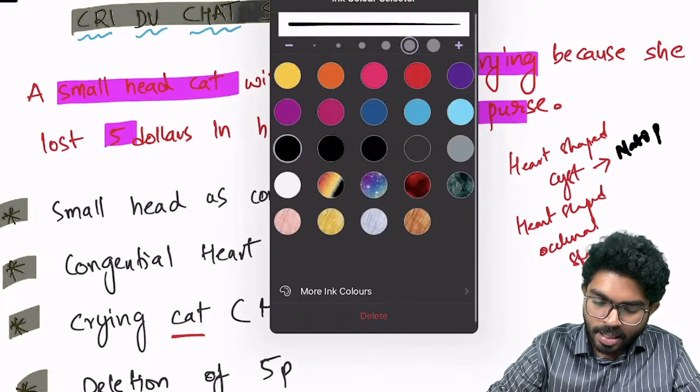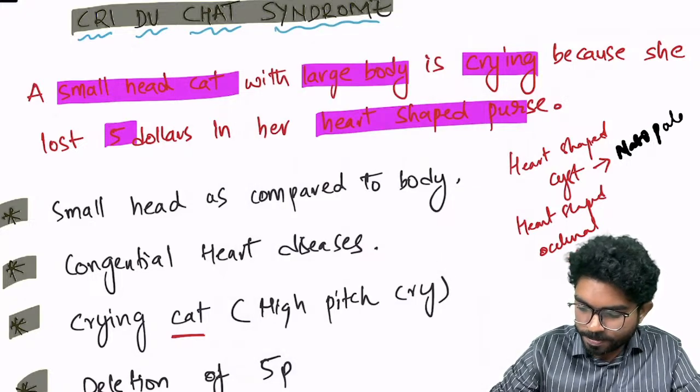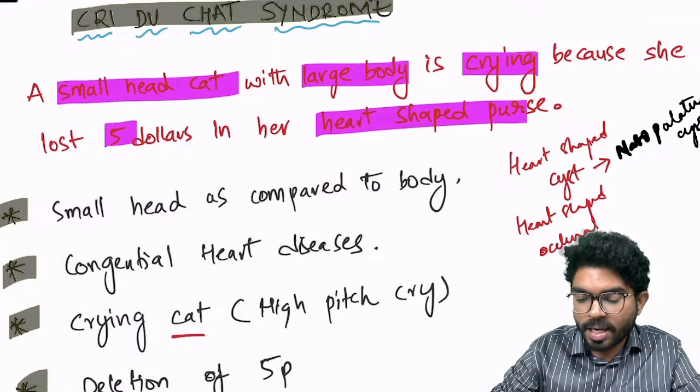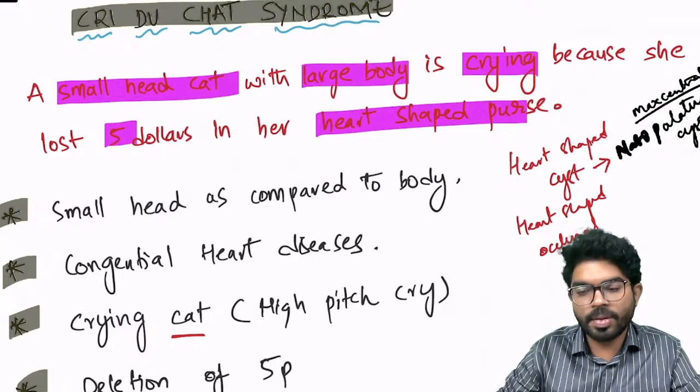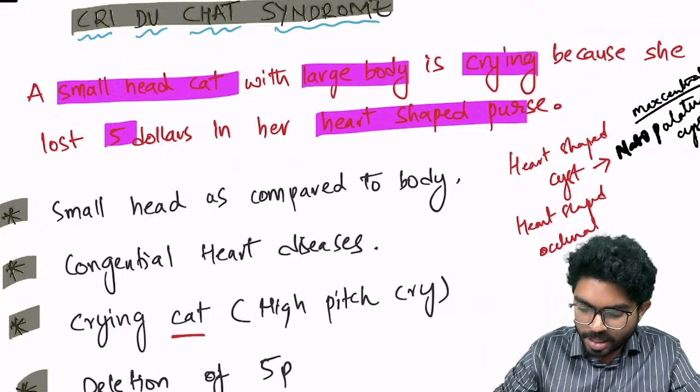Heart-shaped cyst is your nasopalatal cyst, and it is present between the two maxillary central incisors. That location is common. That is a heart-shaped cyst.